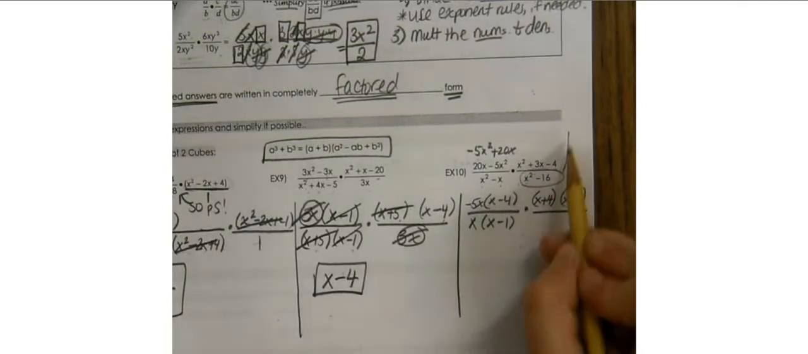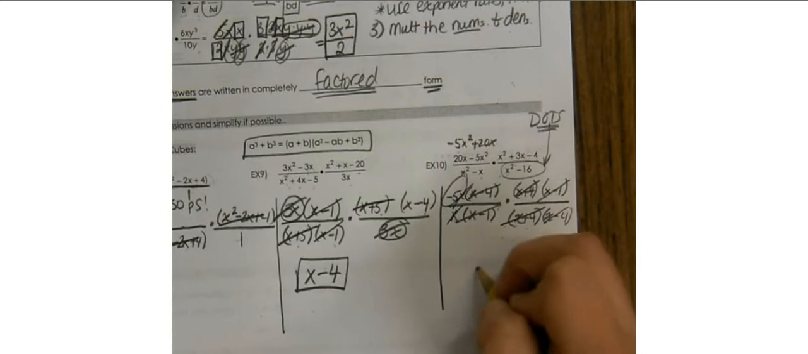And then x squared minus 16, this is a difference of squares. So I'm going to break that apart into x plus 4 and x minus 4. Now anything that is the same in the top as well as the bottom will be eliminated. So I have an x over an x, that'll be eliminated, and x minus 4 and an x minus 4 will be eliminated, and x plus 4 and an x plus 4 will be eliminated, and x minus 1 and an x minus 1 will be eliminated, and all I'm left with is -5. That is my answer.